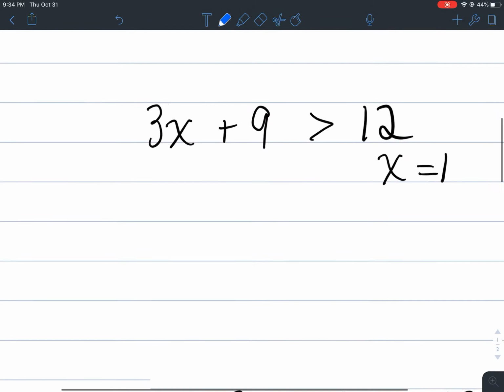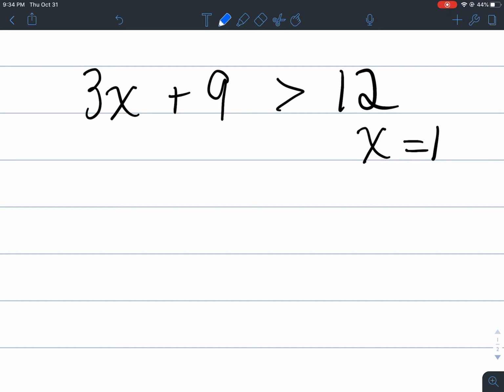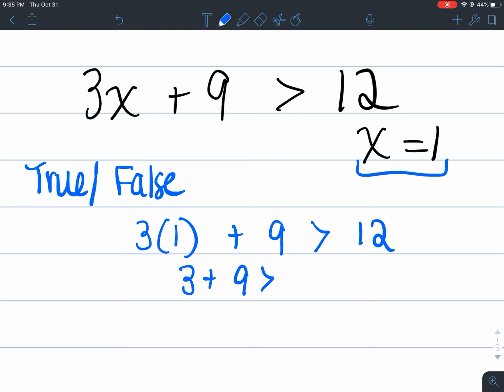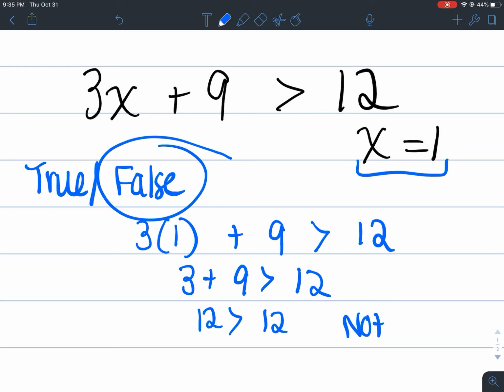So looking at this example here, we're trying to determine whether or not it's true or false. If x is equal to 1, is this a true statement? So you could solve it, subtract 9, divide by 3, or you could substitute it. Either way, you'll come to the same conclusion. That'd be 3 plus 9 is greater than 12, and that is not true. So this one will be false.